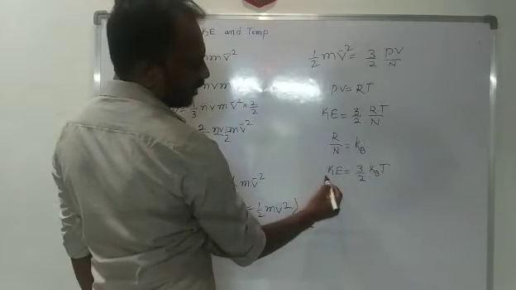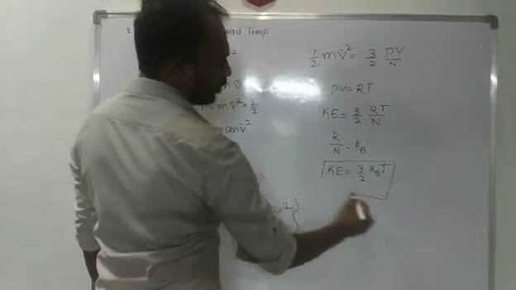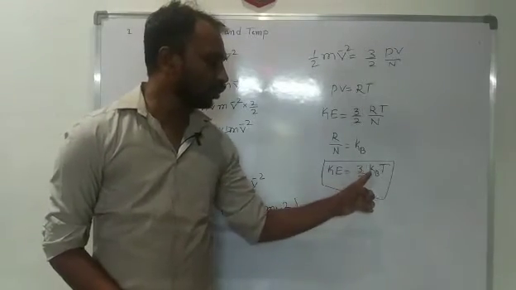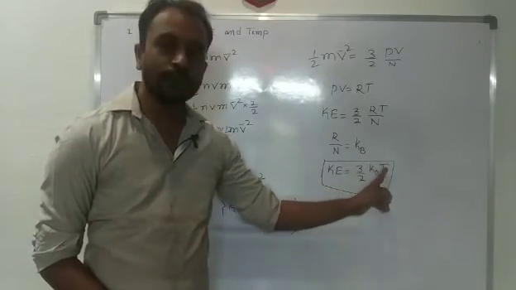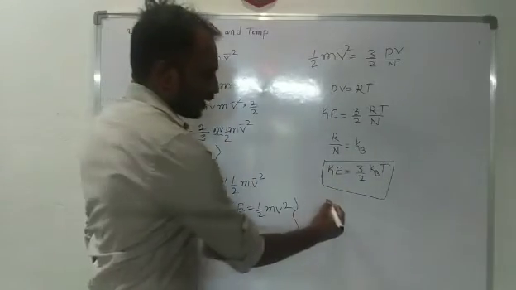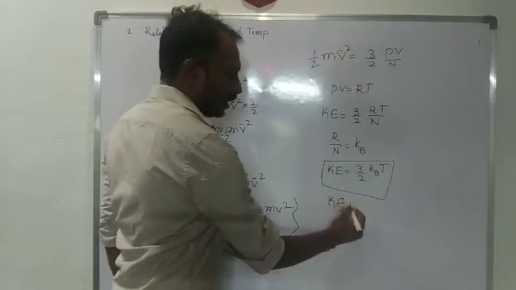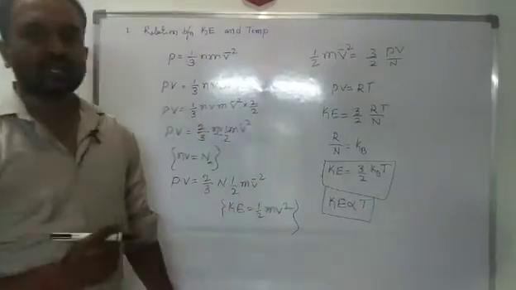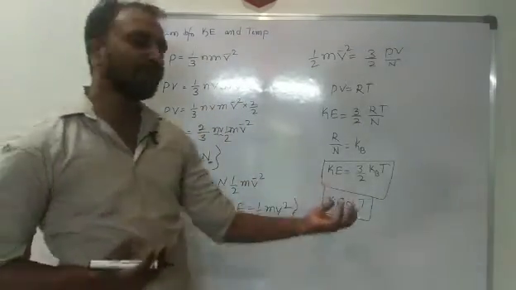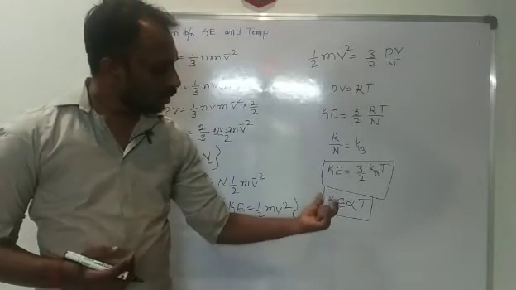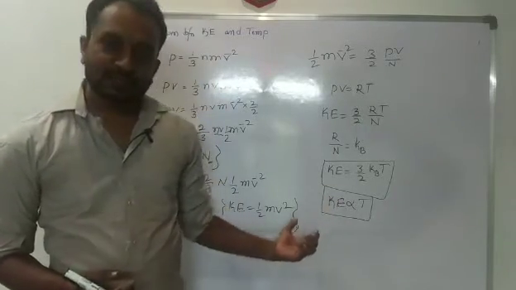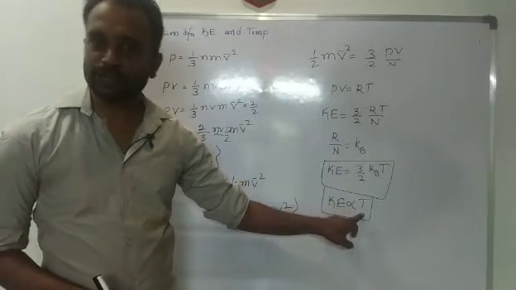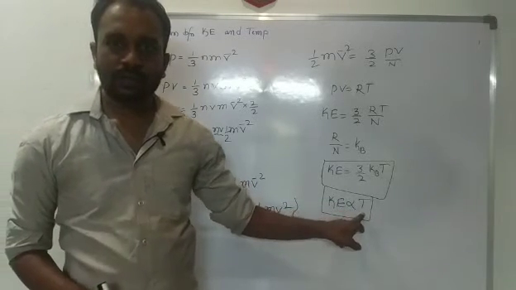Okay, so the kinetic energy of a gas molecule is equal to 3/2 times the Boltzmann constant times the absolute temperature. So that's why kinetic energy is directly proportional to the absolute temperature. It means the total kinetic energy of a gas molecule is directly proportional to the temperature.